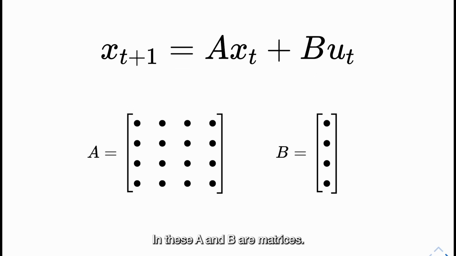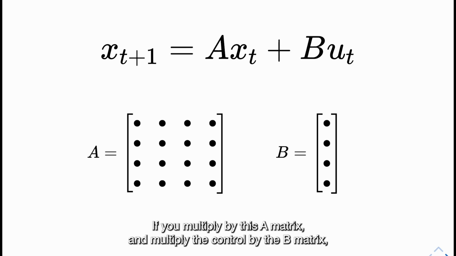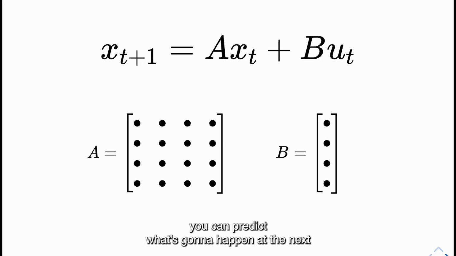And these A and B are matrices. They don't really matter that much, but that's just how the dynamics evolve. So even that state, which is like 4 numbers, like a vector, if you multiply it by this A matrix, and you multiply the control by that B matrix, you can predict what's going to happen at the next time step. Make sense?